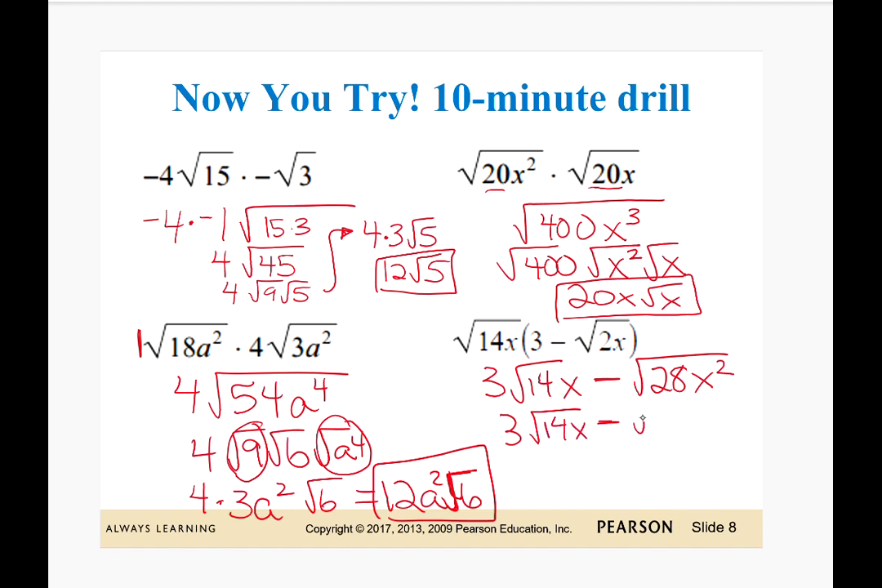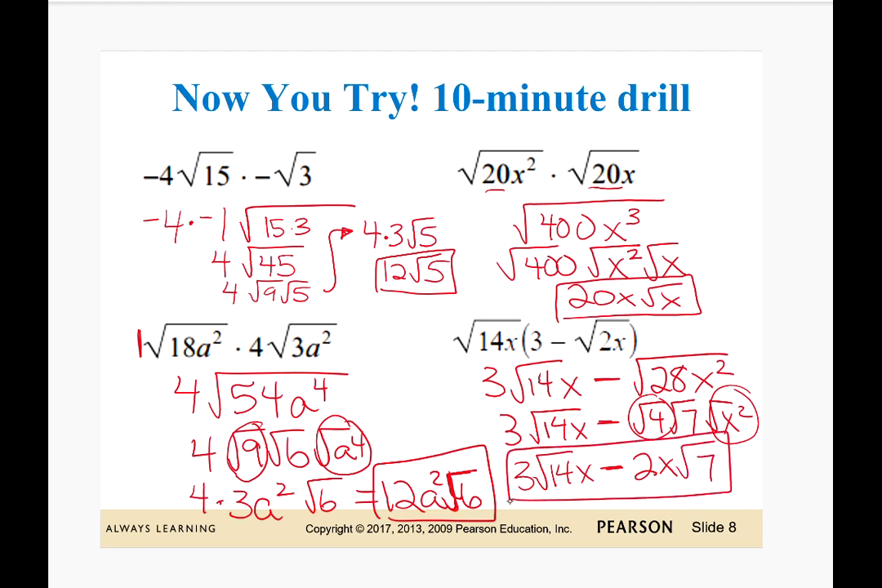Minus, all right, 28, that is 4 times 7, and x squared is a perfect square. So these two will simplify. So again, that first term is going to stay right where it is, minus square root of 4 is 2, square root of x squared is x, root 7. All right, so there are my 4 answers.